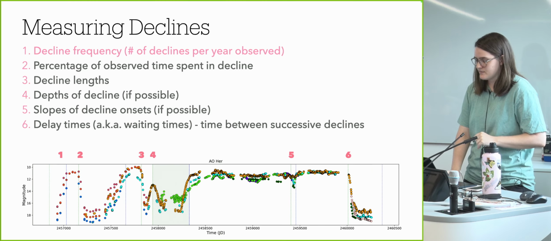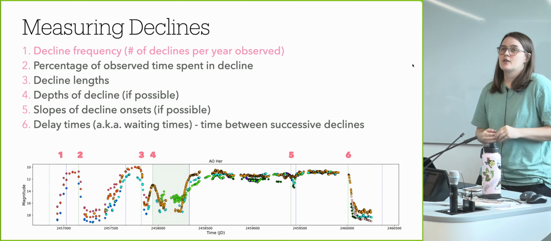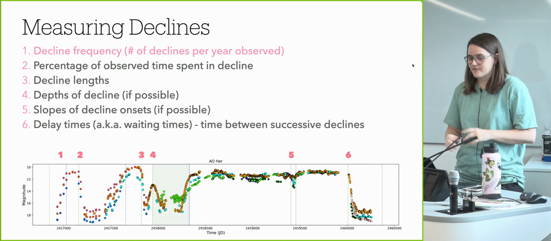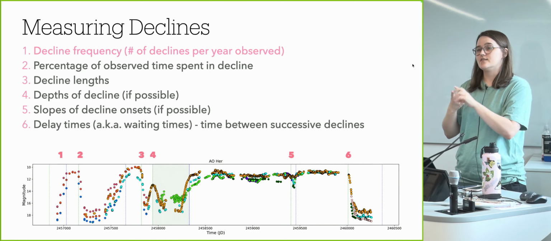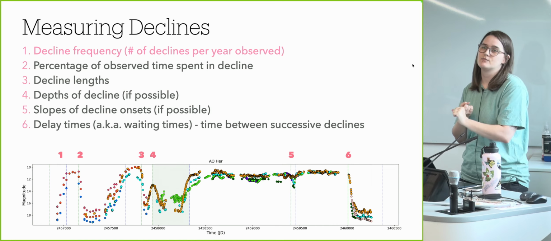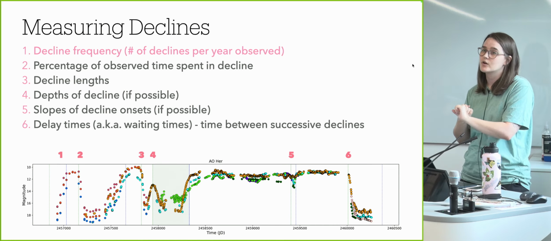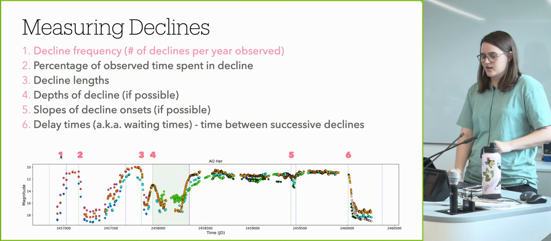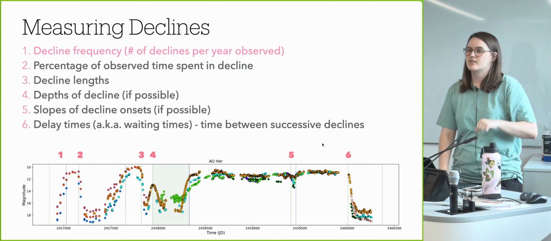And in doing so, we can measure 6 different properties of the dust declines. And I'll go through each of them really quickly. The first thing we want to try to figure out is the decline frequency. So how many times are stars declining per year? Or how many dust puffs are they making per year? This one's simple. You just count the number of declines. You divide it by the baseline, you get frequency.